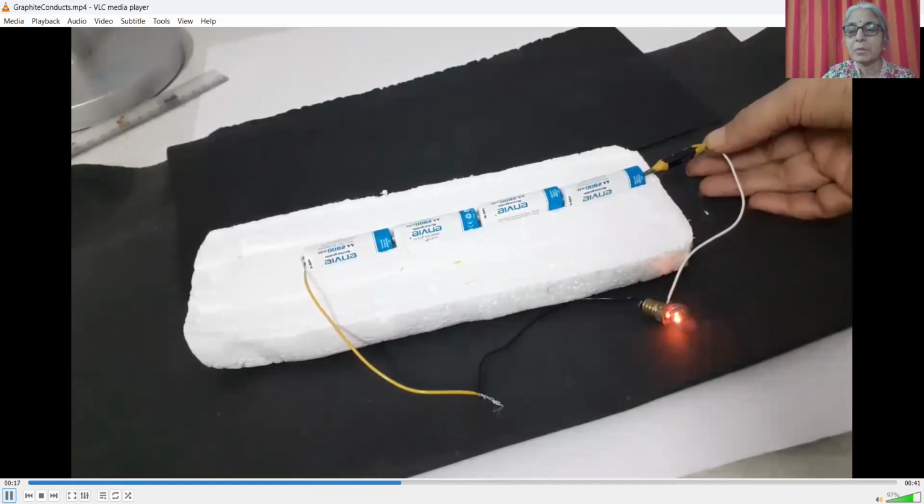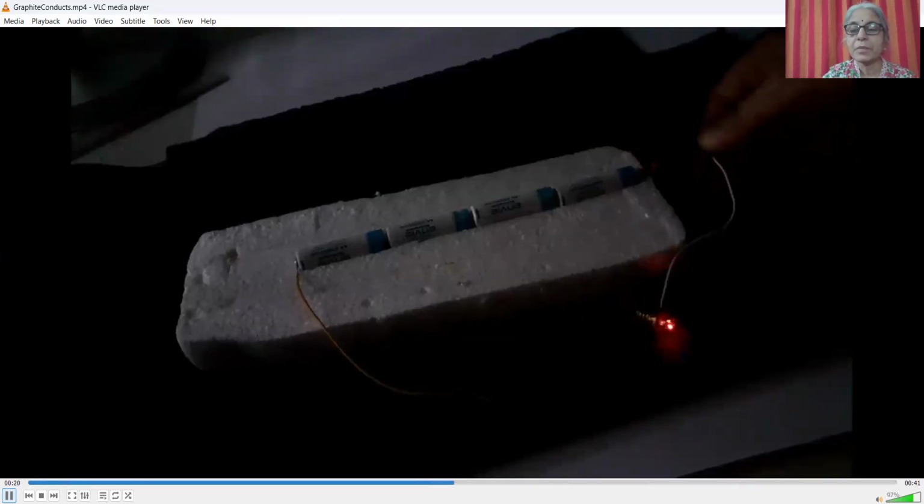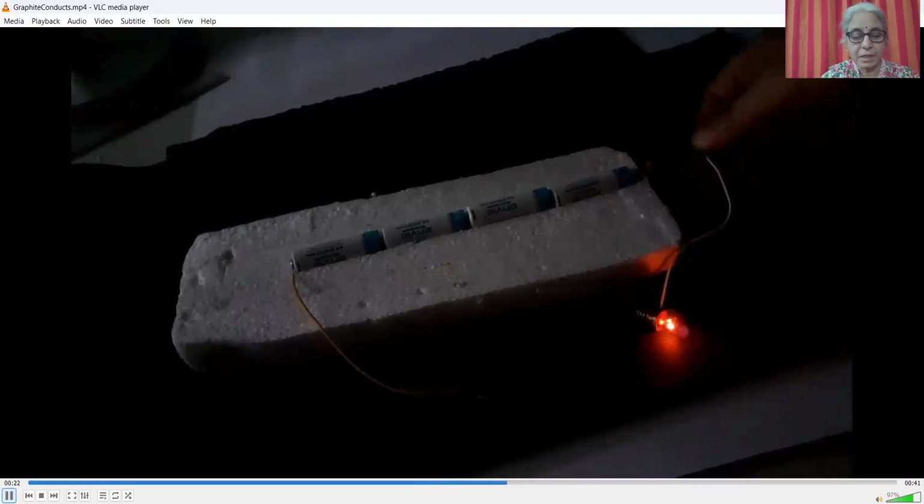And I find that the bulb glows. Which tells us that graphite is a conductor. It allows electricity to flow.